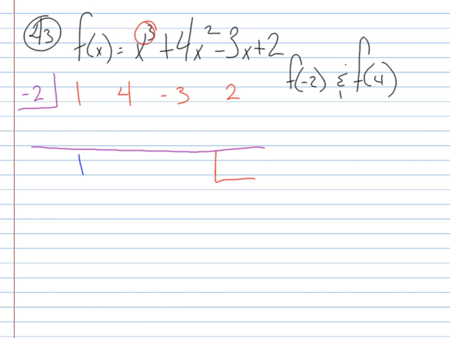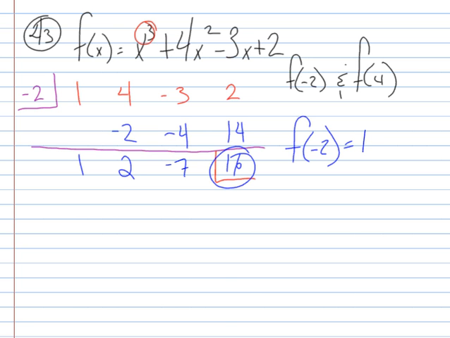Now to do my synthetic division, I bring down my 1. I multiply negative 2 times 1 is a negative 2. I now add, that gives me 2. I multiply, gives me a negative 4. I add, gives me a negative 7. I multiply, gives me a 14. And 2 plus 14 is 16. 16 is the answer, so f of negative 2 is 16.